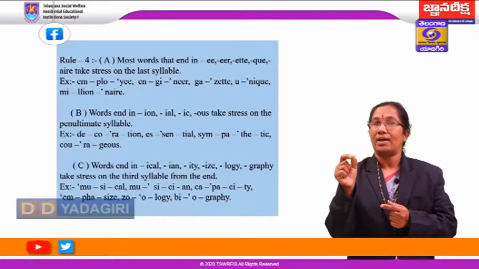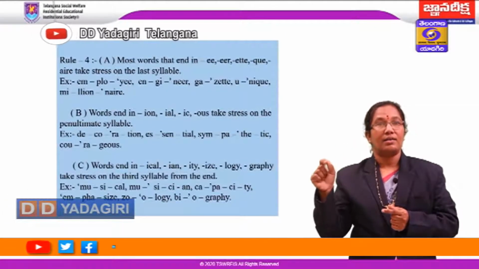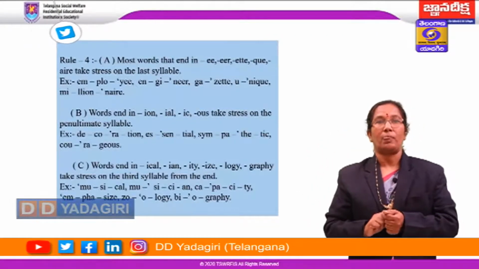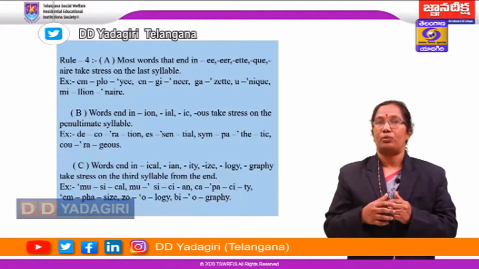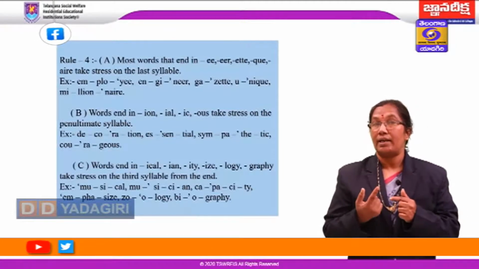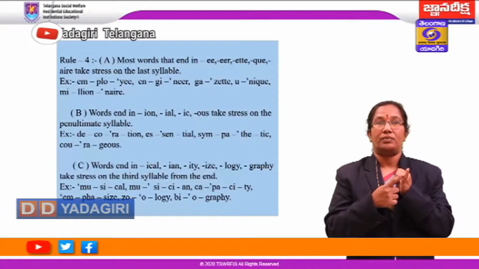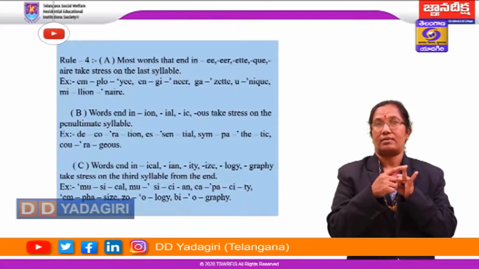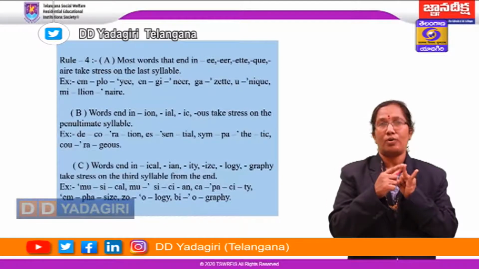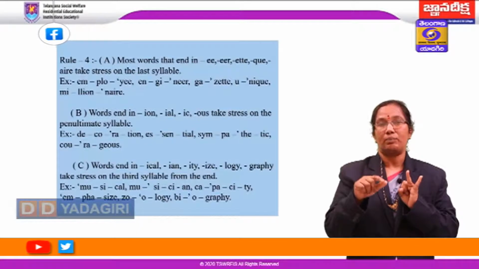Where do you put the stress? On the last syllable. Words that end in EE, EER, ETTE, QUE, AIRE take the stress on the last syllable. Let's move on to B. Under Rule 4, we have another rule. Listen carefully: words that end in ION, IAL, IC, OUS. These are the suffixes at the end of a word. They take stress on the penultimate syllable.